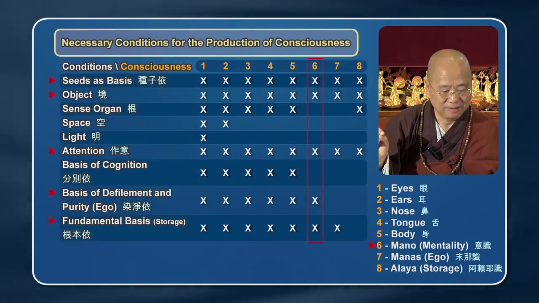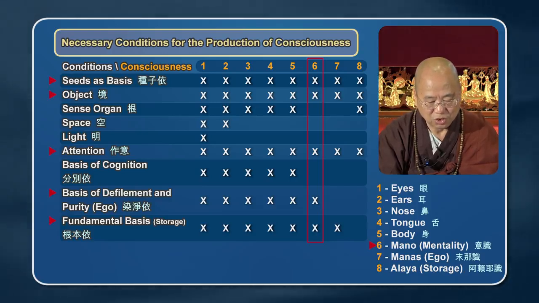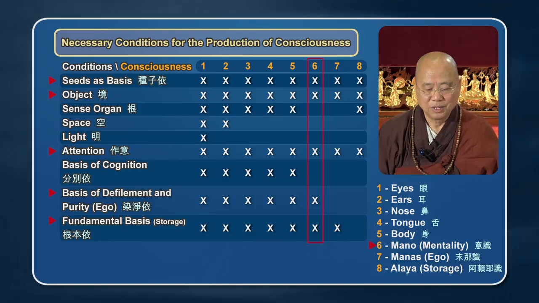If that object was a real object, then it carries certain raw, true images. If that object is absolutely a fallacy, then it's a fallacy. Sometimes that object was a true object. Sometimes that object is absolutely false. Could be a misjudgment. All right, so object. Attention, you got to pay attention. Fundamental basis, that's the storage of the 8th consciousness.